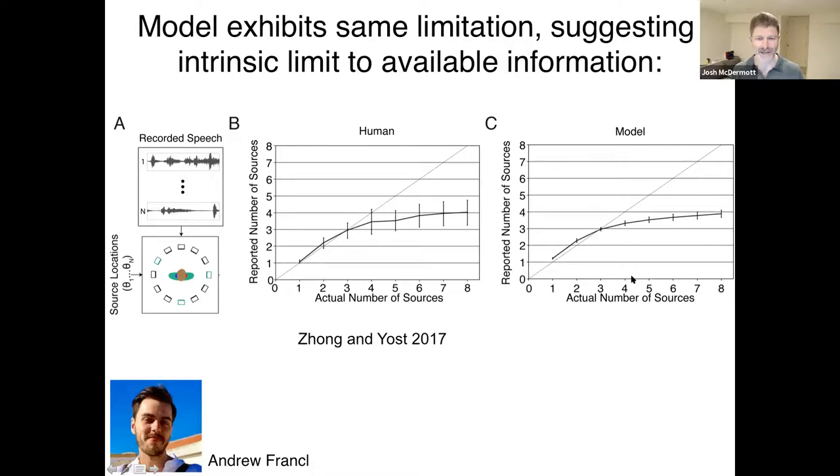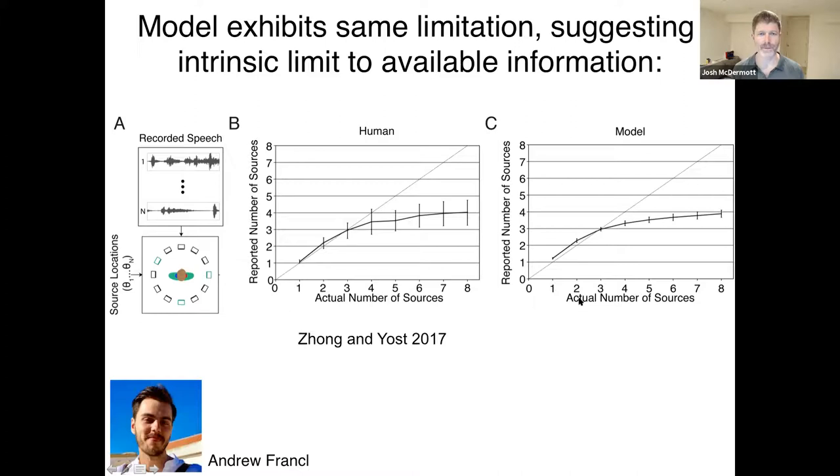And that suggests that this is an intrinsic limit related to the available information. It has to do with the way, I guess, the cues interfere. Okay? So it's something fundamental to the problem. All right, so this is a phenomenon that really didn't have a very good explanation, at least that I've ever heard, prior to Andrew doing this work. And we now believe that this is really just something that falls out of the properties of sound localization itself.